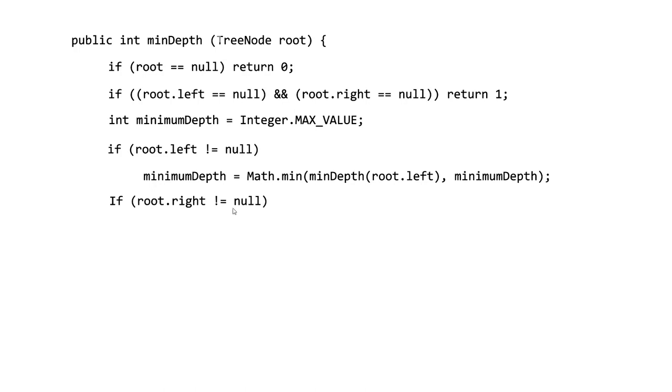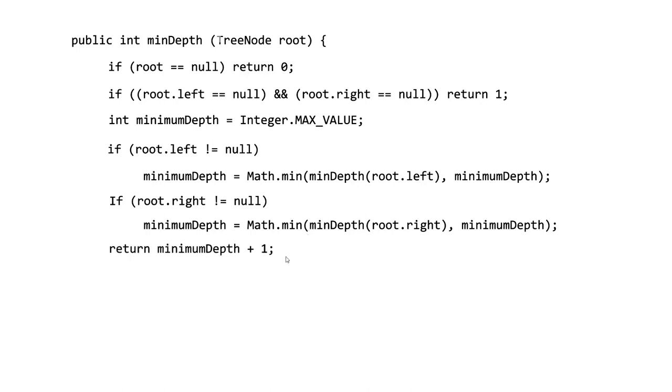We'll do the same thing with the right branch. Math min of root dot right, and compare that to the minimum depth. So you'll notice minimum depth gets assigned up here. So when we get down here, the minimum depth is going to be whatever the result of the root dot left was. And then we're going to return minimum depth plus 1 for the node that we're currently on. We always have 1. And that is pretty much it.